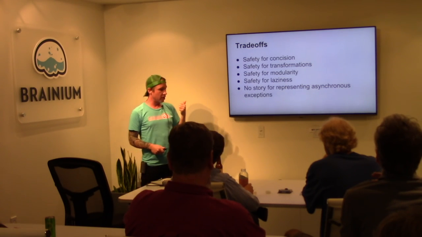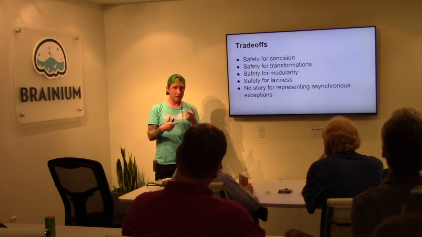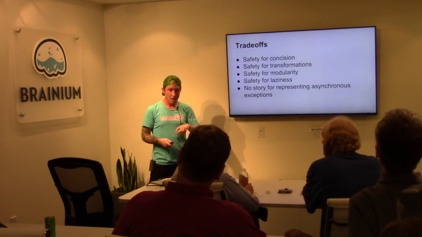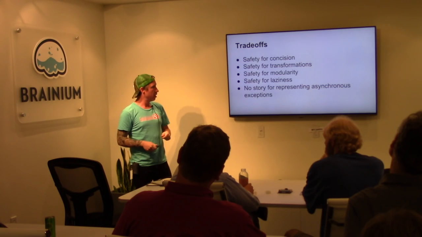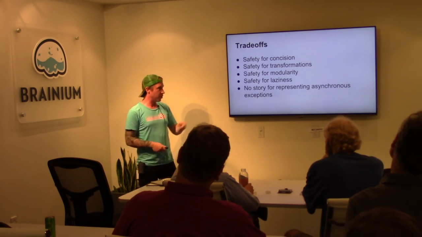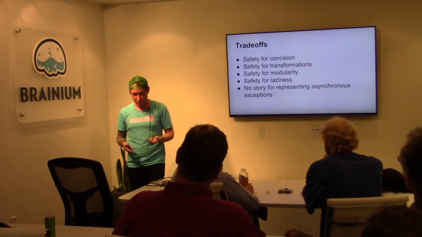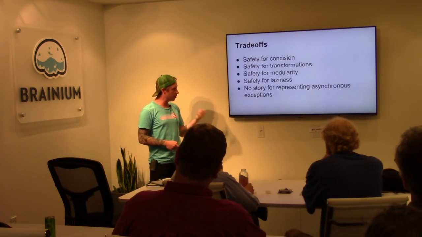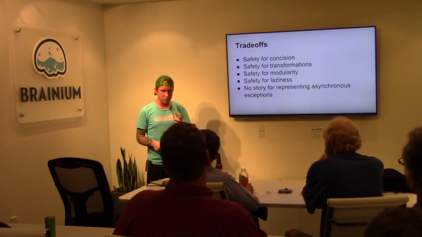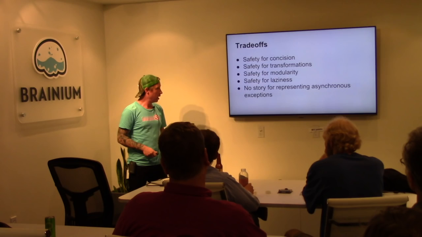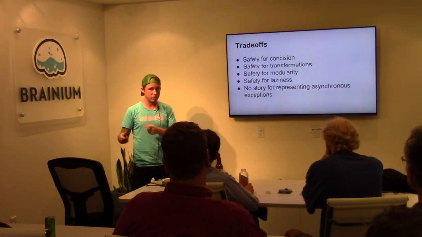Safety for transformations: writing that code in a monadic style implies a do-this-and-then-that, which limits our ability to do these types of transformations that you're going to get in other parts of your program, enabled by the fact that evaluation order is unspecified. For instance, with addition or something like that. Safety for modularity: you can compose addition with division. Safety for laziness: you don't necessarily need to worry all the time that you have accidentally introduced strictness into your program. And then once again, there's no story for representing asynchronous exceptions if you're in this world of exceptions as values, like Maybe and Either.